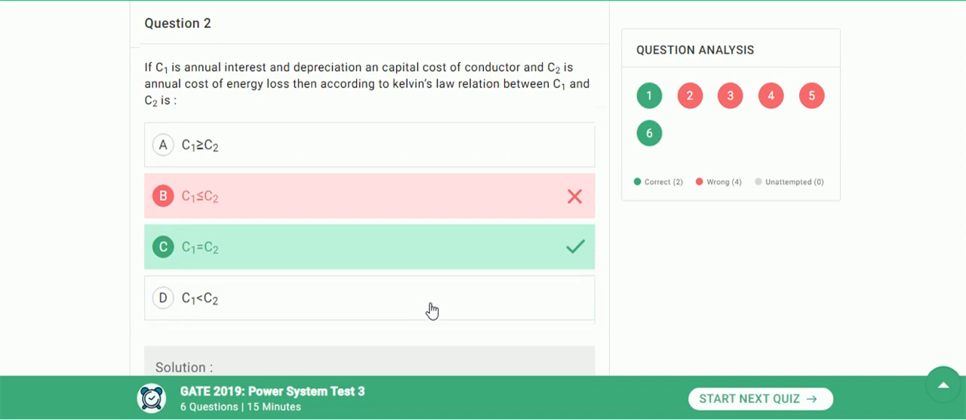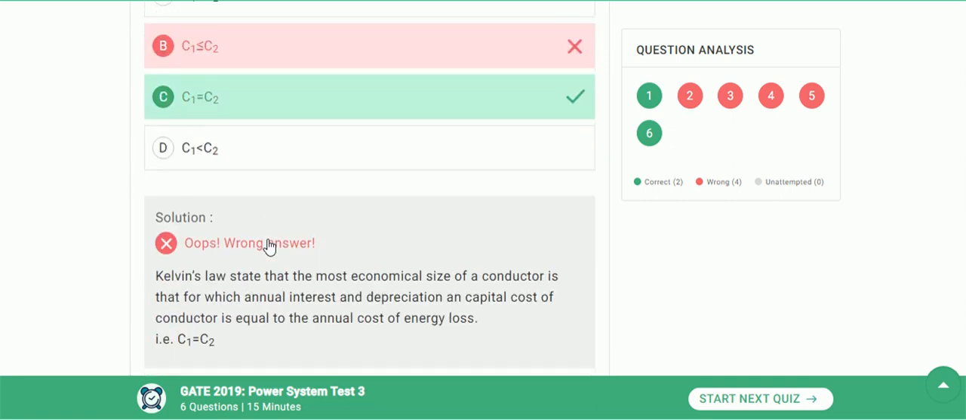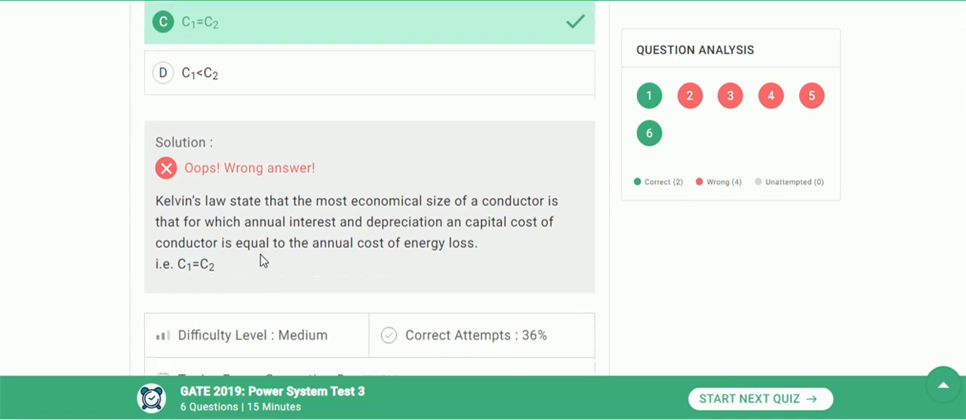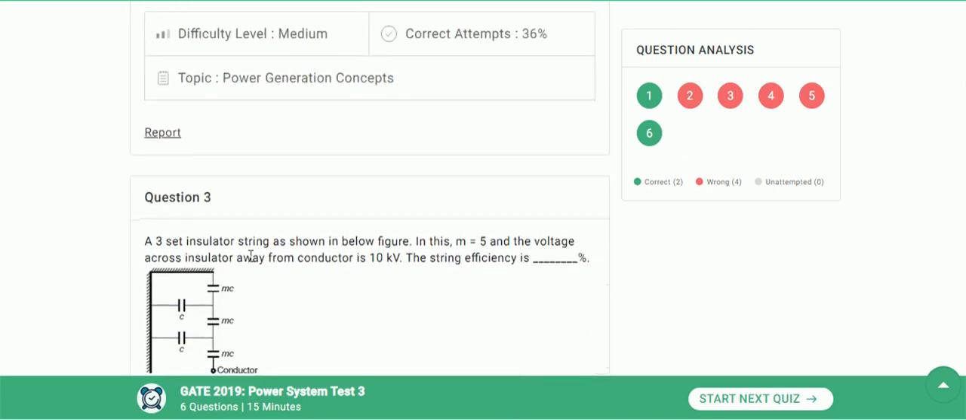Next question. If C1 is annual interest and depreciation capital cost of the conductor and C2 is annual cost of the energy loss, according to Kelvin's law the relation between C1 and C2: the answer is C1 equal to C2. Kelvin's law states that the most economical size of the conductor is when the annual interest and depreciation on capital cost of the conductor is equal to the annual cost of the energy loss, that is, C1 equal to C2. Okay, next we'll go for the next question.